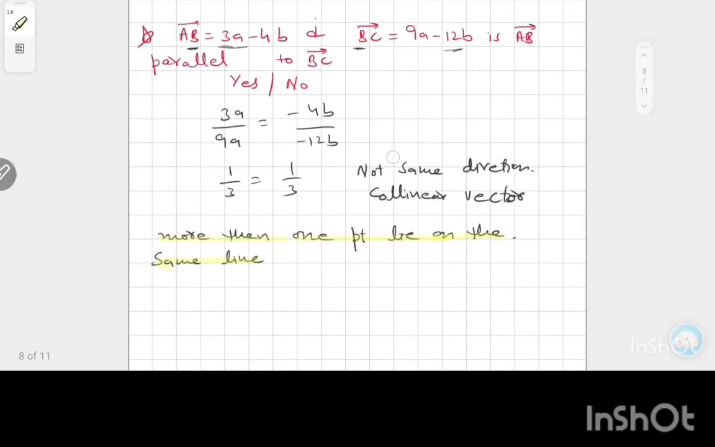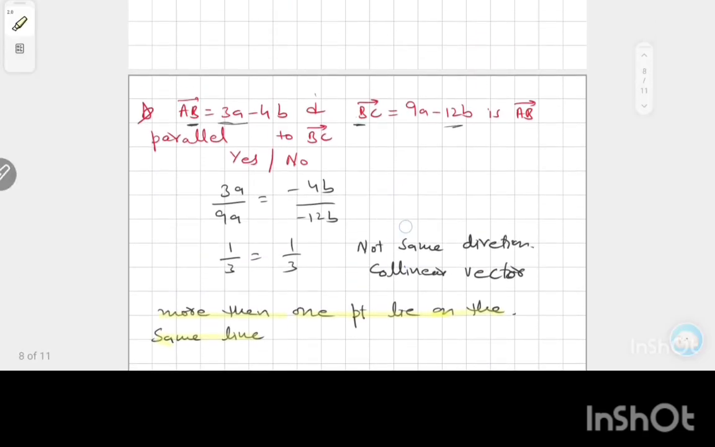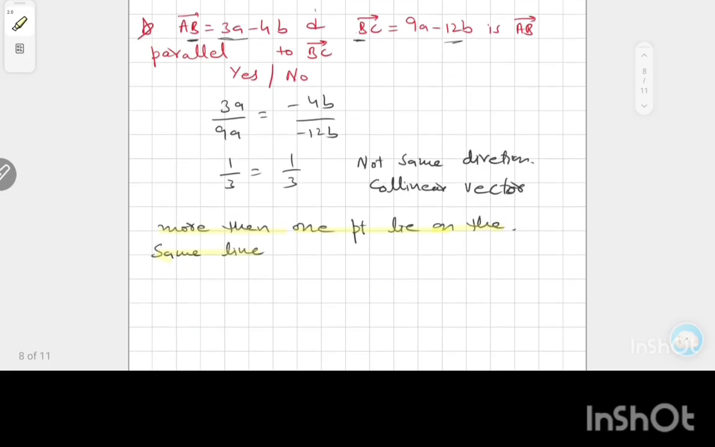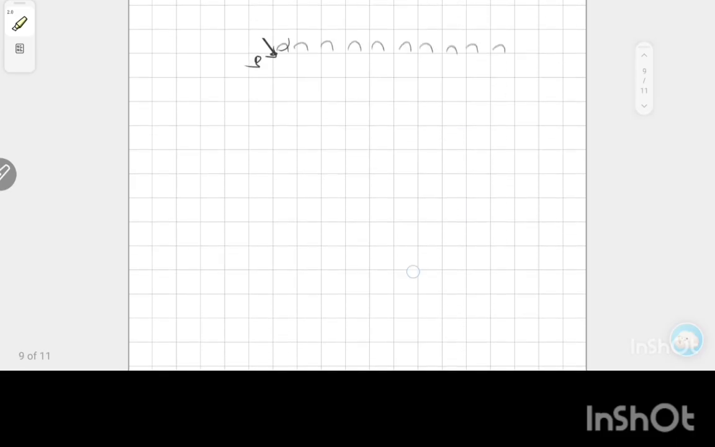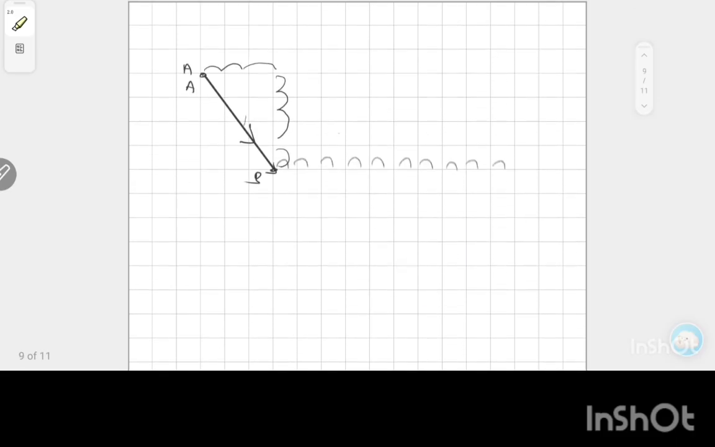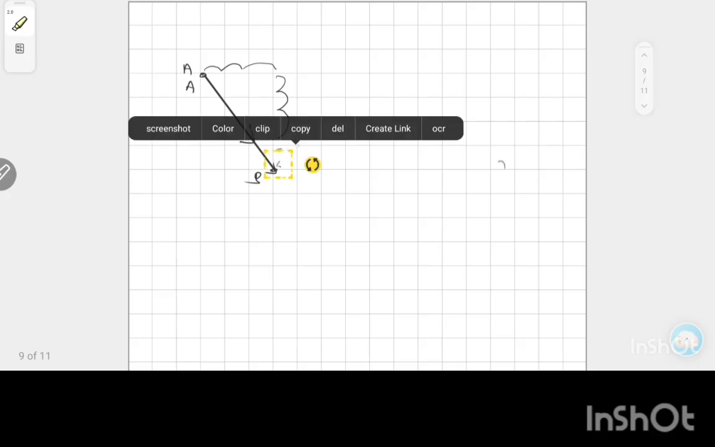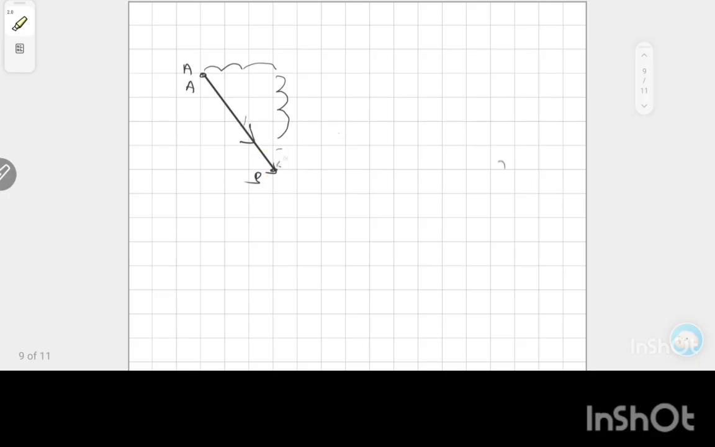Okay, students, now we have to find BC. B is common from AB: 9A minus 12B. What is AB? We have to write it here. This is AB. Now for BC, 9A is very simple. The first value is positive, so the x-axis is positive. You will go 9 steps forward: 1, 2, 3, 4, 5, 6, 7, 8, 9. There is 9.